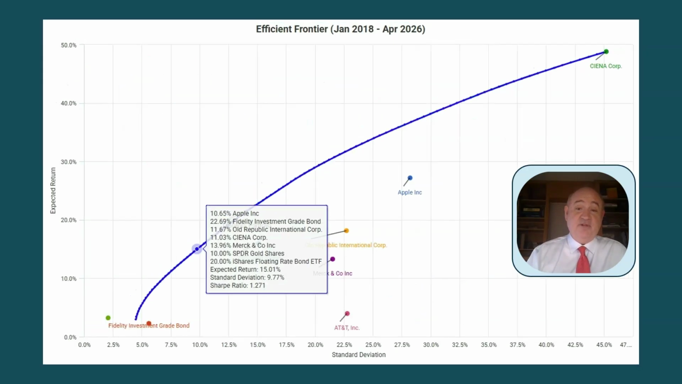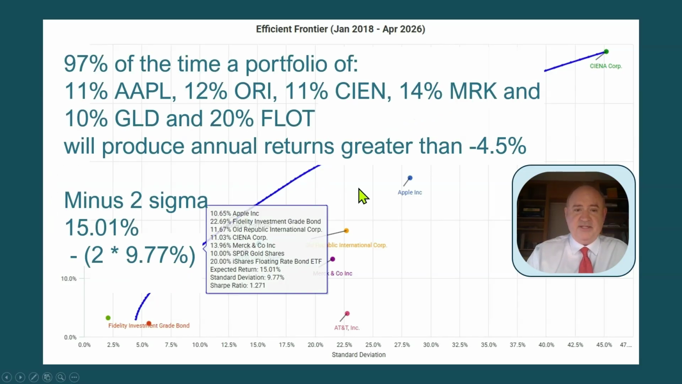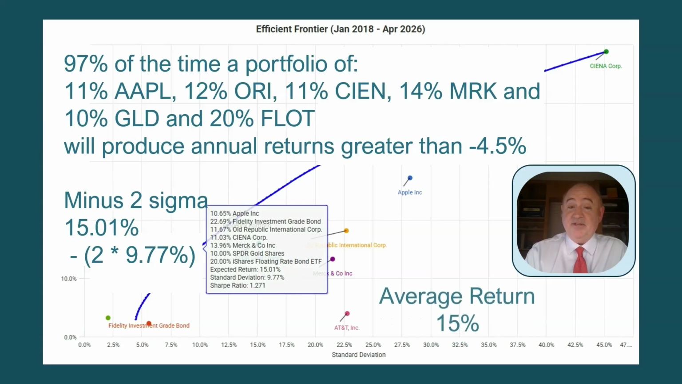Let's take this same portfolio and we're going to add in a couple of things that are moving in the opposite direction. In this case, we're going to add in Merck, we're going to add in gold, and we're going to add in a floating rate bond fund. Adding in these three things, 11% Apple, 12% Old Republic, 11% Sienna, 14% Merck, 10% gold, and 20% of this different bond fund. This is a short-term treasury rate bond fund. And we've now moved that minus 2 sigma to minus 4.5. So now you can see we have made a portfolio, quote, portfolio, that is less risky, with still making the exact same 15% return on the portfolio.